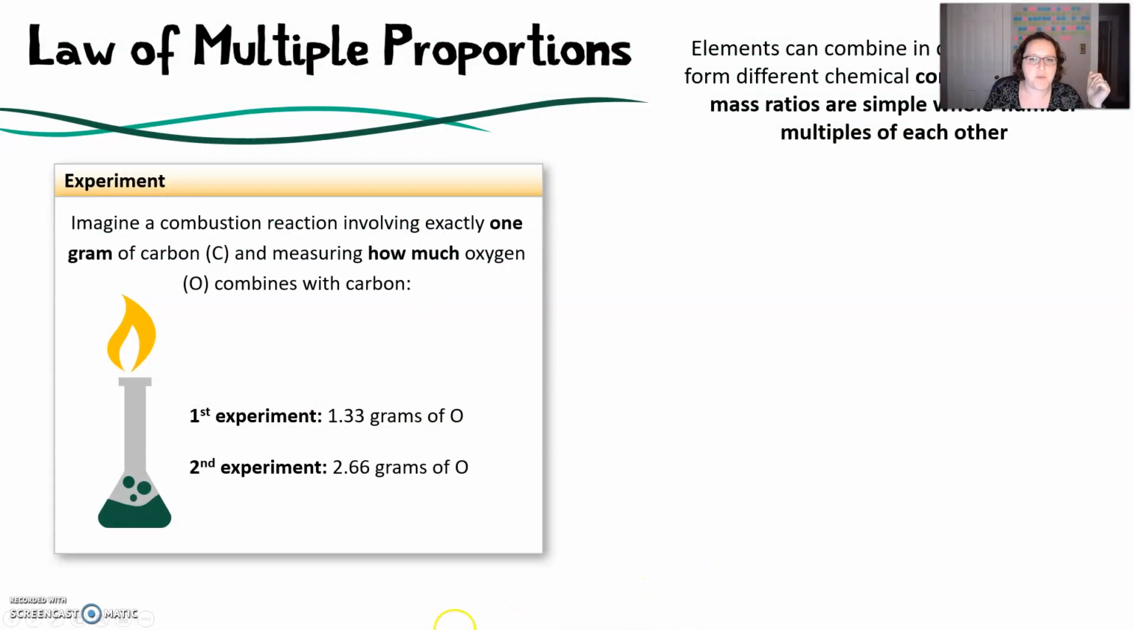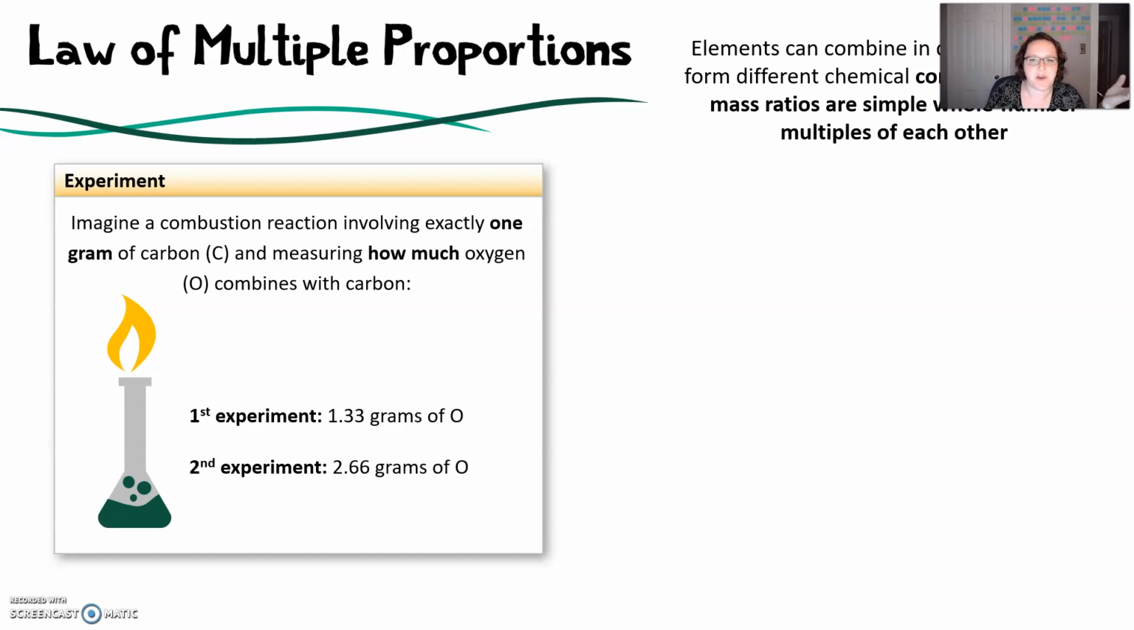Dalton's law of multiple proportions extends the law of definite proportions, stating that not only do chemical compounds have a constant composition, but that different chemical compounds that contain the same combination of elements will have mass ratios that are simple whole number multiples of each other. But what does this mean exactly?